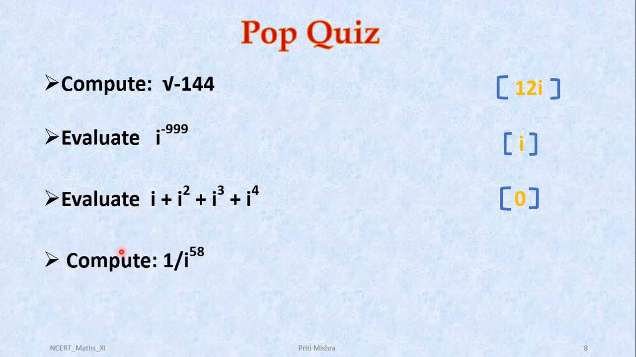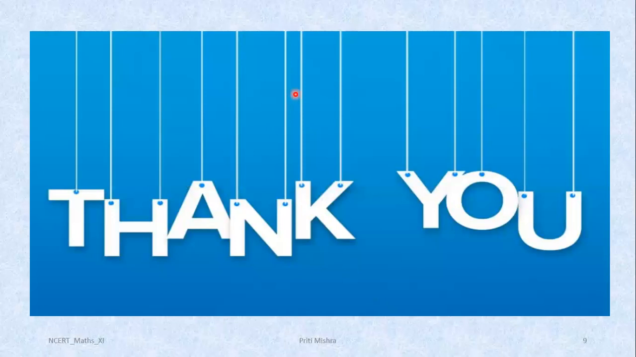Now let's have the next question. You have to compute 1 upon i to the power 58. Yes, just divide it by 4 and use the remainder method. This is very simple. So here is the answer. Its answer is -1.